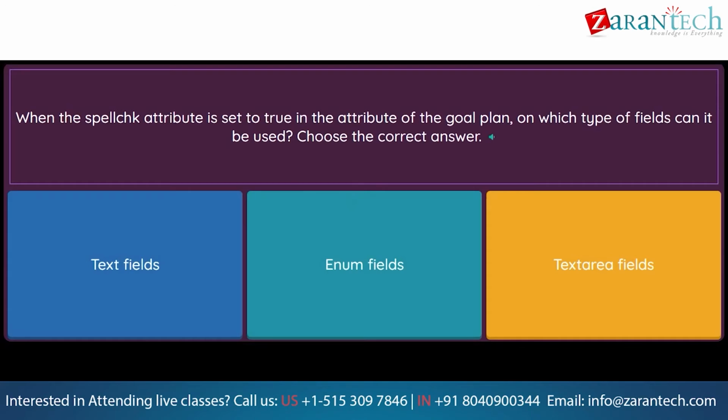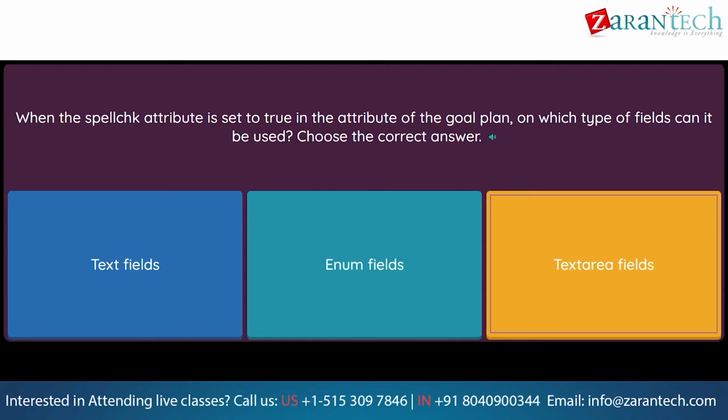Question: when the spellcheck attribute is set to true in the attribute of the goal plan, on which type of fields can it be used? Choose the correct answer. Option 1: text fields. Option 2: enum fields. Option 3: text area fields.